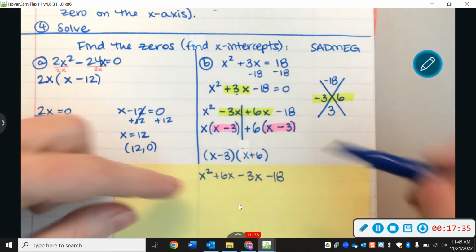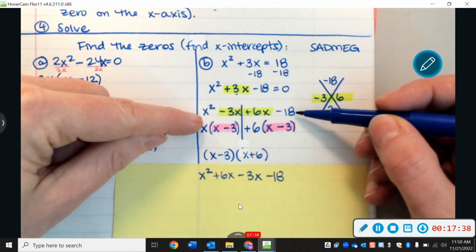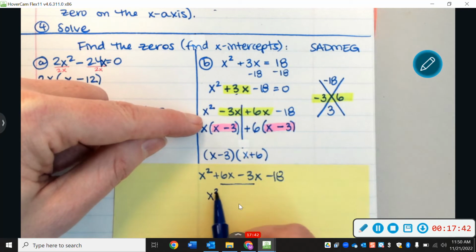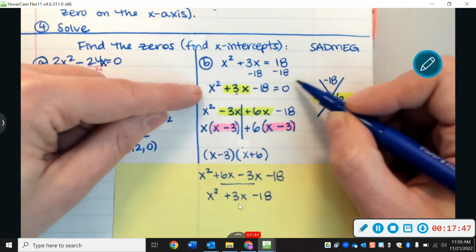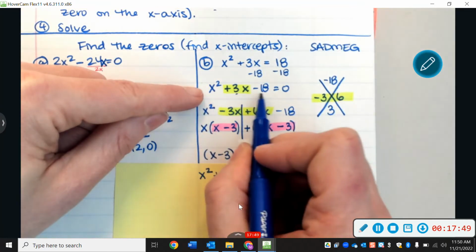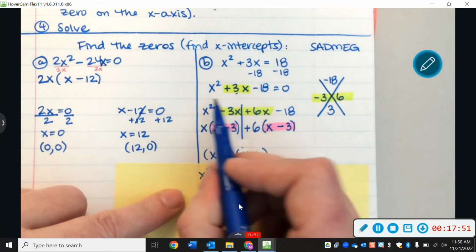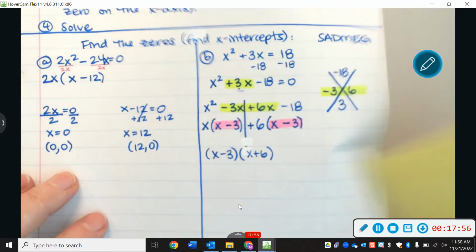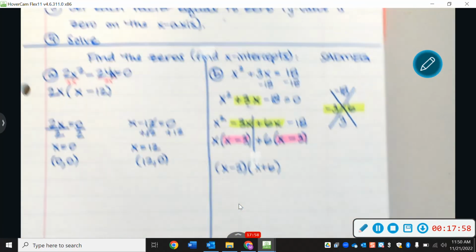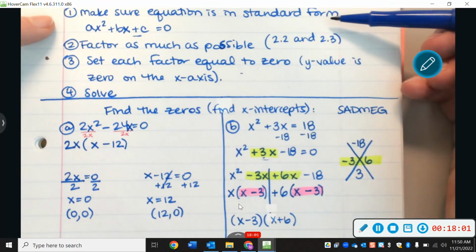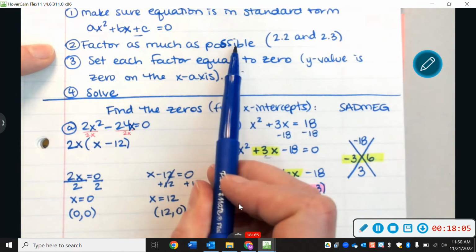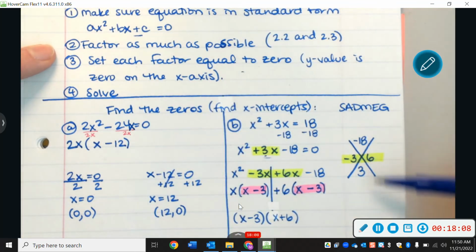And notice what I have here is what I have exactly here. And so I'm going to work on combining these like terms now, and that's going to give me x squared plus 3x minus 18, which is exactly what I have here. So that's definitely the two factors for this quadratic because it gets me back to the original. So you can always check your factors by multiplying back out. So we put our equation in standard form to begin with. We've factored as much as possible using those steps from the 2.2 notes.